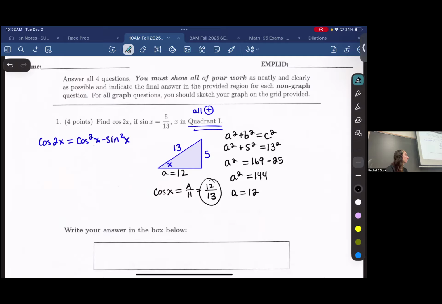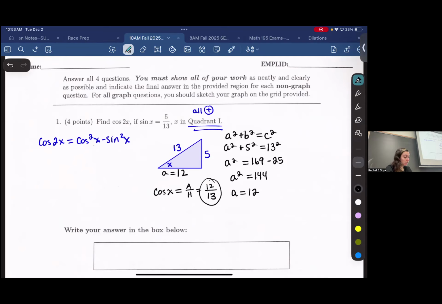Yes. Could I also use the Pythagorean identity as well? With cosine squared plus sine squared equals 1? Because that's what I did. Because I knew that since sine of x was 5 over 13, to find your cosine of x, yeah, you can definitely do that. Yep. That's another way to do it. Good.